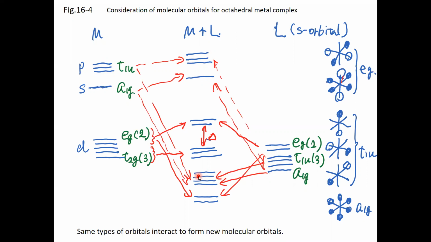And the most important part in the metal complex is this region: the d orbital splitting. This happens because T2g stays at the same energy level, but Eg is shifted upward because it's interacting with the ligand field. This energy difference, delta, is close to the visible light region. That's why light is absorbed, and metal complex molecules are colored.